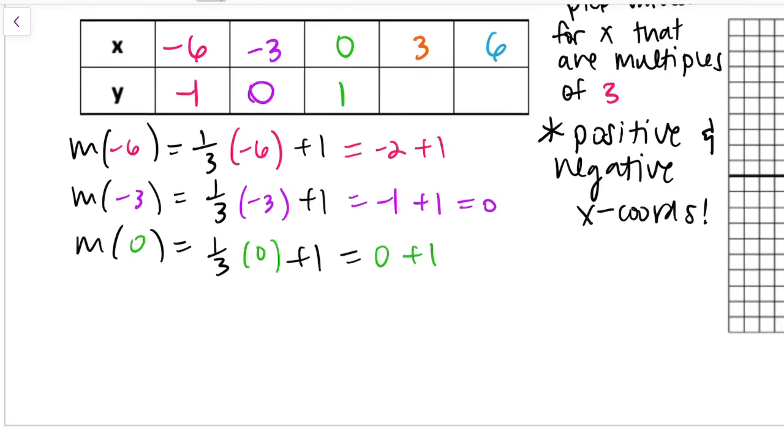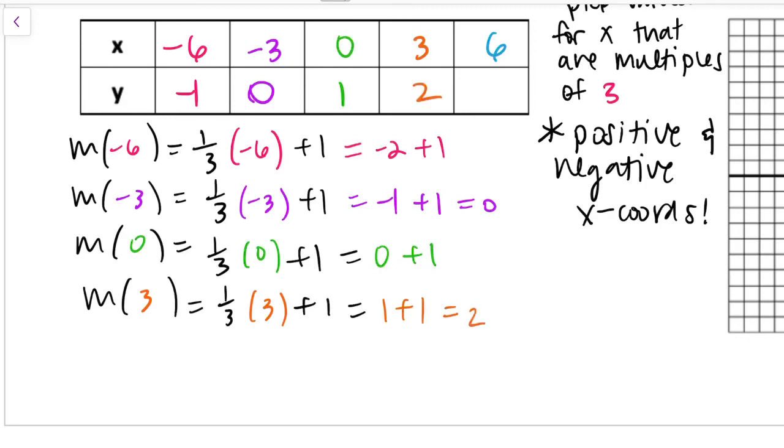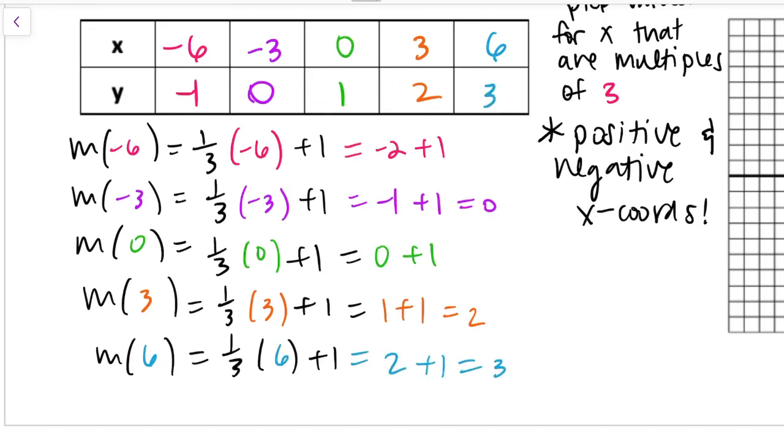Notice we don't have any fractions that we're dealing with because all of our x coordinates were multiples of 3. So now we're going to evaluate m of 3. We're taking a third of 3, which is 1, plus 1, and we get 2. And lastly, we want m of 6, which is going to be a third of 6 plus 1. Well, 1/3 of 6 would be 2, plus 1 is 3.